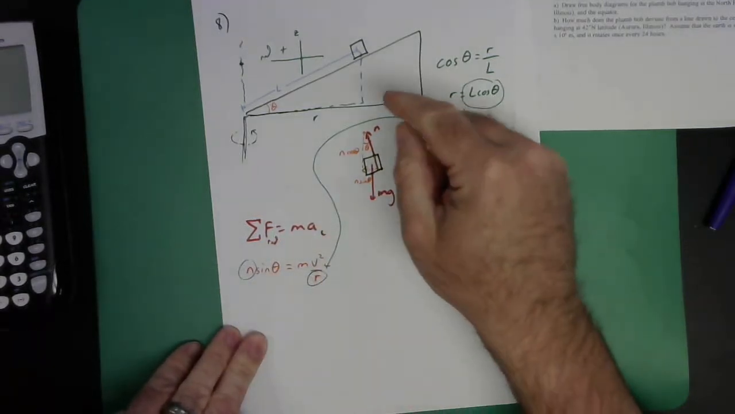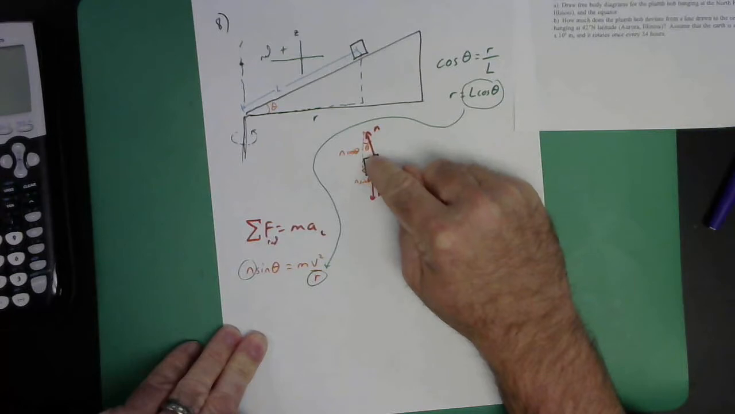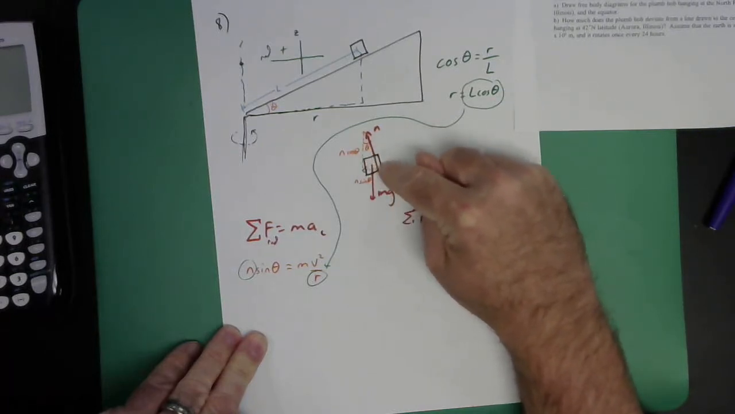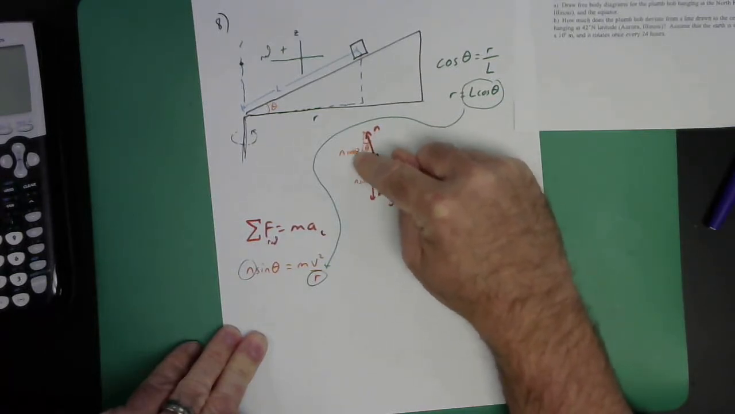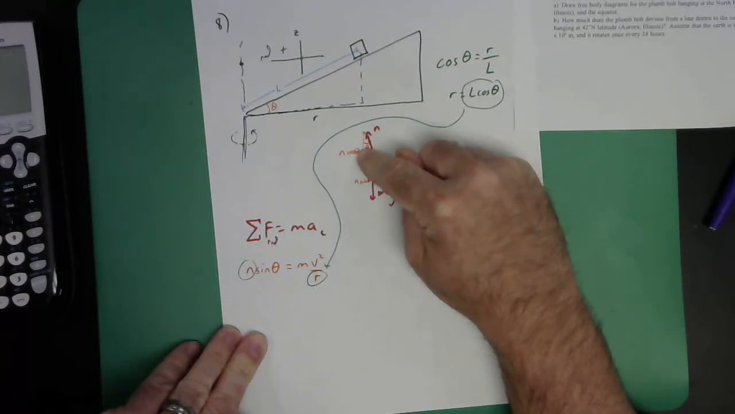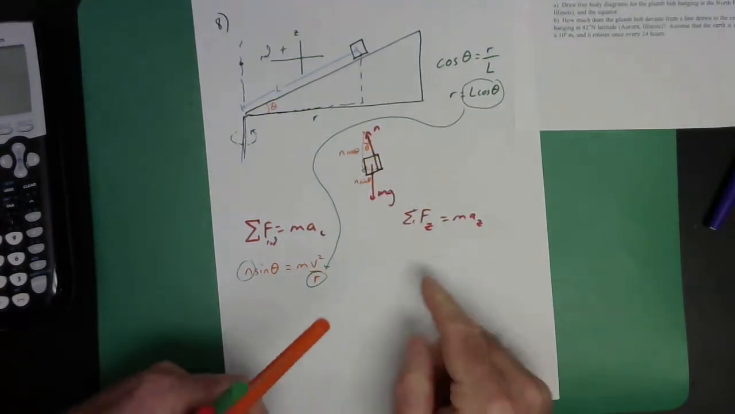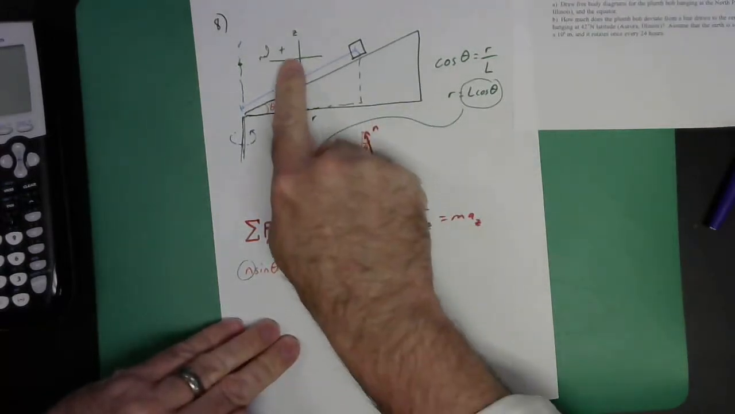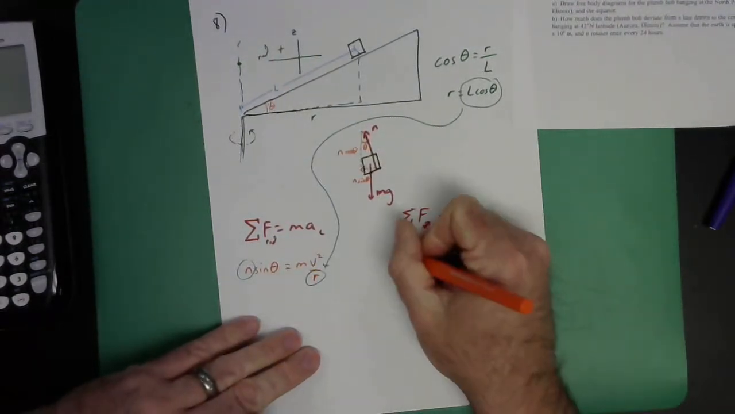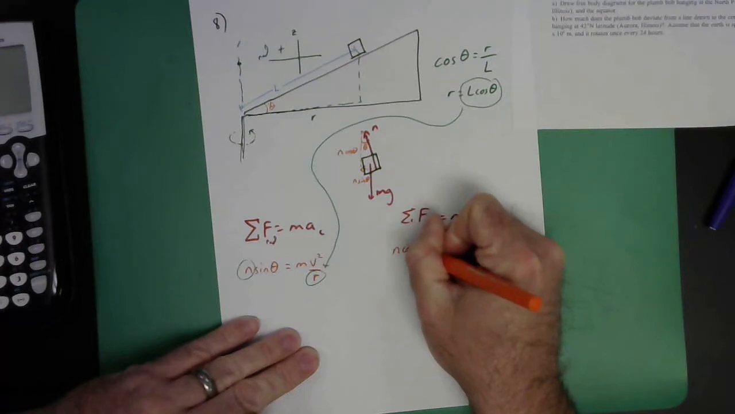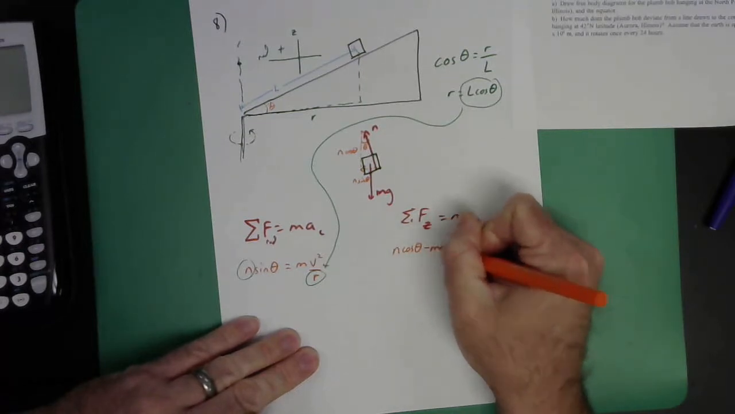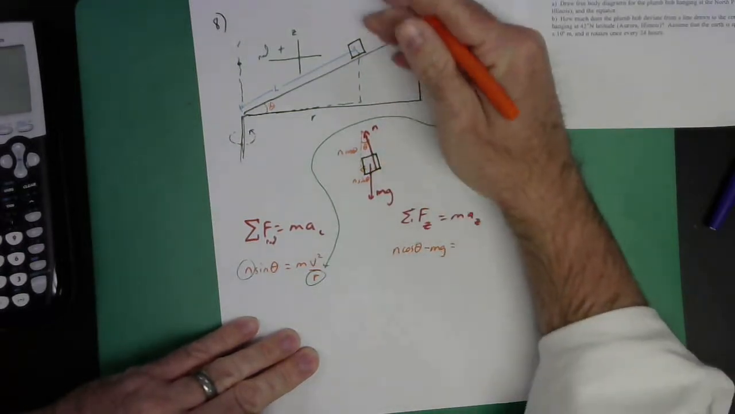Where else am I going to get the normal force? Well, that's going to come in here too, right? When I look at the z-axis, I'm going to have an n cosine theta. Ooh, maybe something magical will happen there. So let's look at the z-axis. I'm going to have up minus down because I'm calling up positive. So this will be n cosine theta minus mg equals, now what's the acceleration up and down?